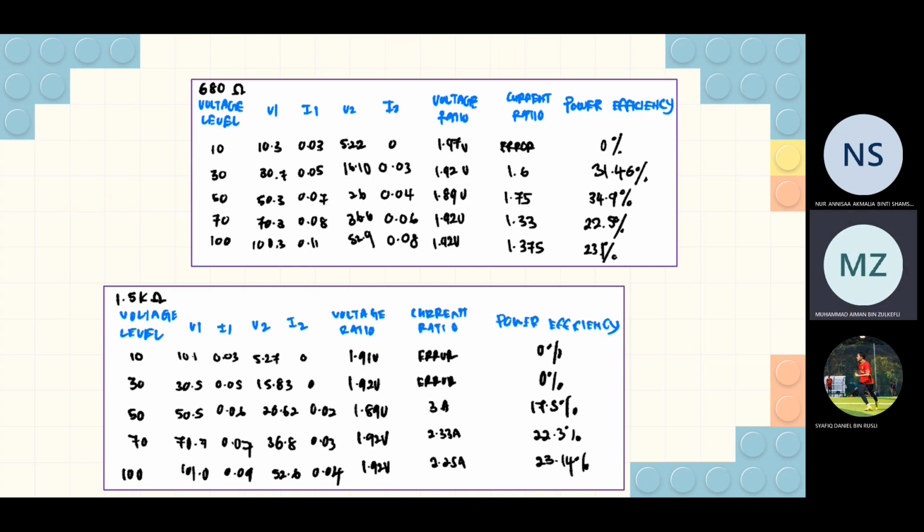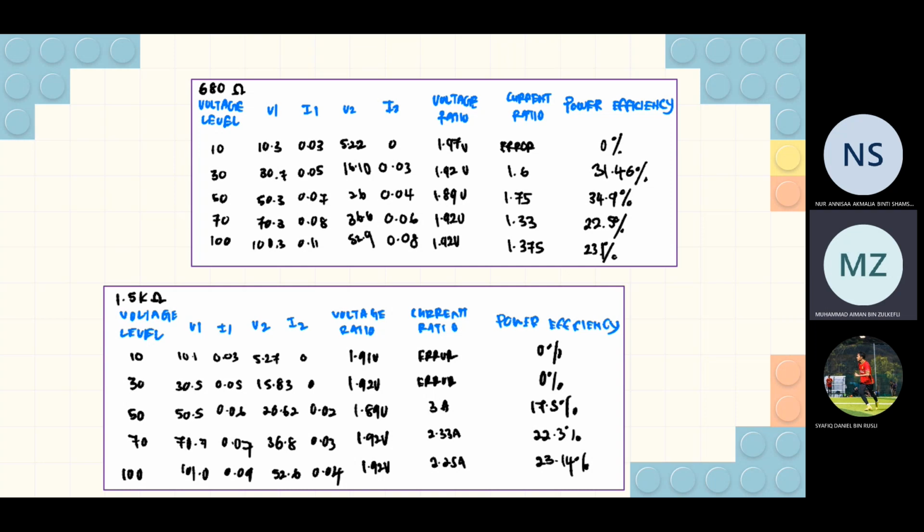For the next slide, 1.5K ohm. For the voltage level 10, we get V1 10.1, I1 0.03, V2 5.27, I2 0. The voltage ratio is 1.91, and the current ratio is an error, so the power efficiency is also 0.